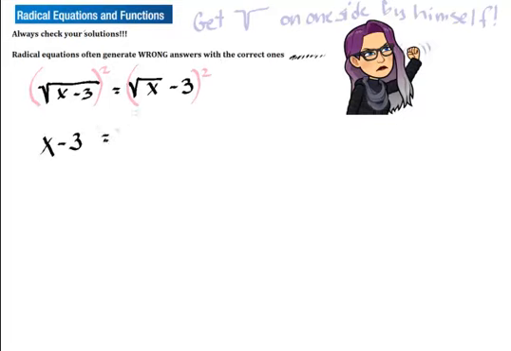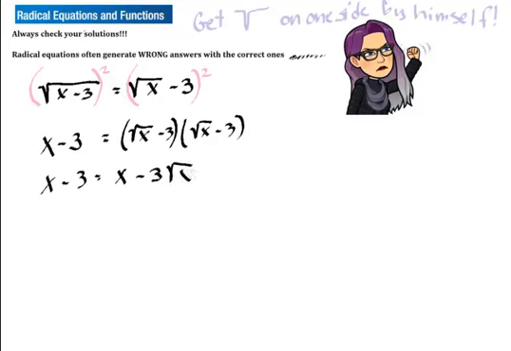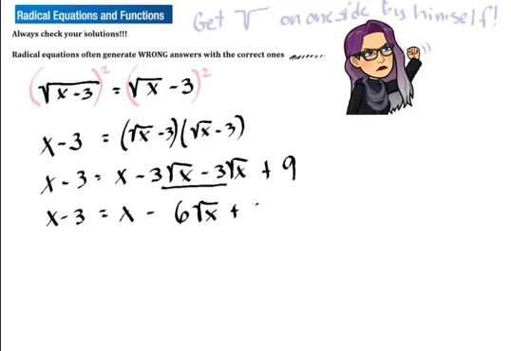But this right-hand side, oh my goodness, I've got the square root of x minus 3 times the square root of x minus 3, and this is messy. Let's look at it. This is going to be square root of x times square root of x, which is x, minus 3 square roots of x, minus 3 square roots of x, plus 9. Okay, I'm just going to combine these two things on the right side. Minus 6 square roots of x plus 9.